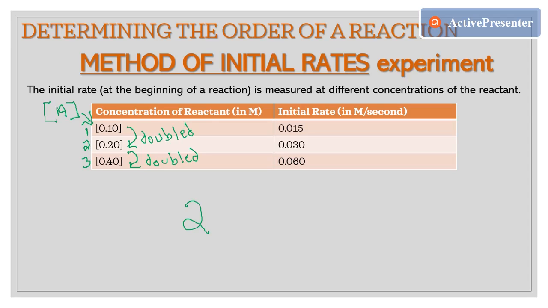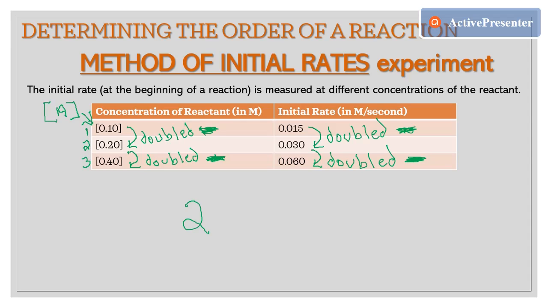Now then we're going to look over at the initial rates. We went from 0.015 to 0.030. So this doubled. And we went from 0.030 to 0.060. So that also doubled. So as you can see, as we double the concentration, we double the amount of time it takes for the reaction to take place. And same down here, we doubled the concentration, and that doubled the time it took for the reaction to start taking place.